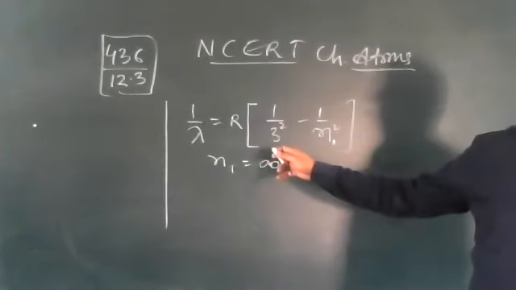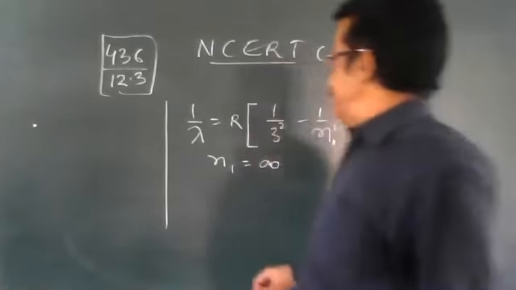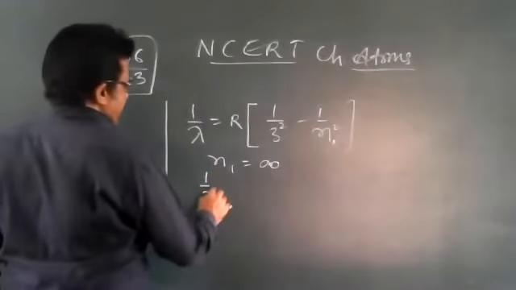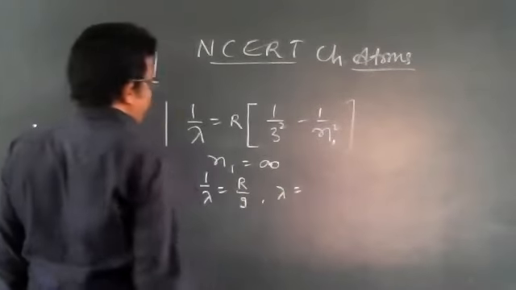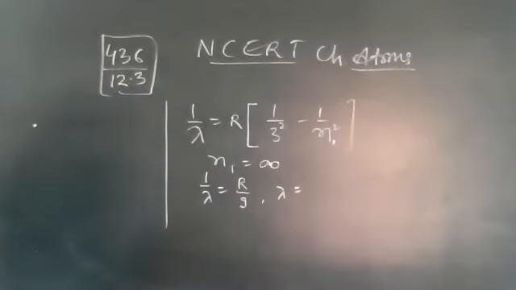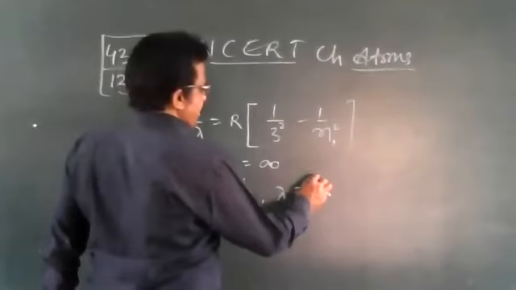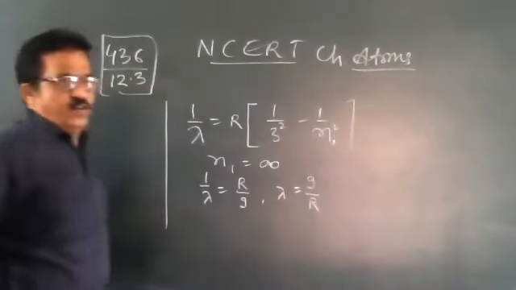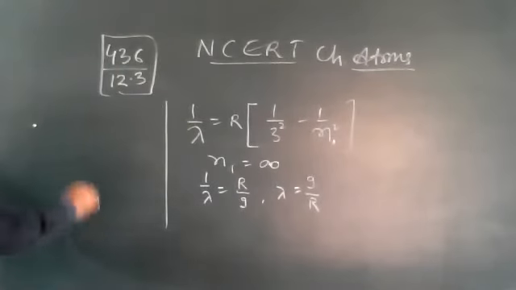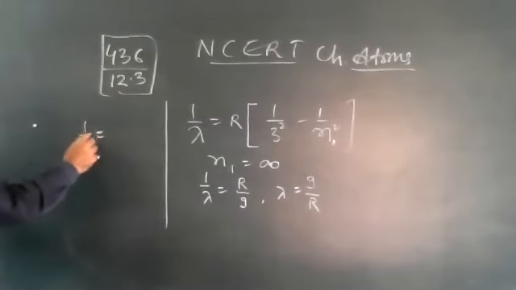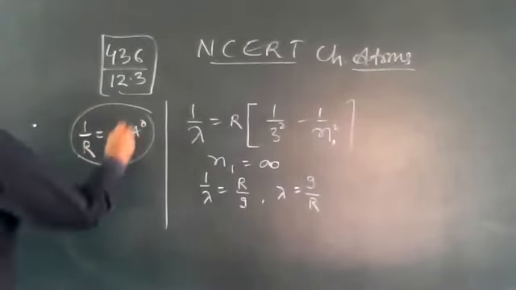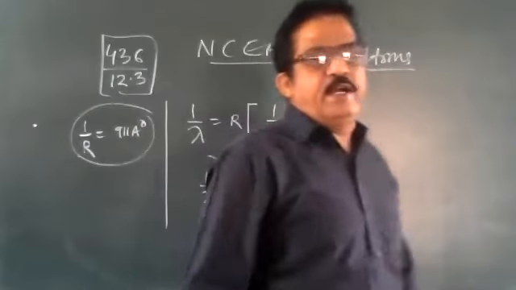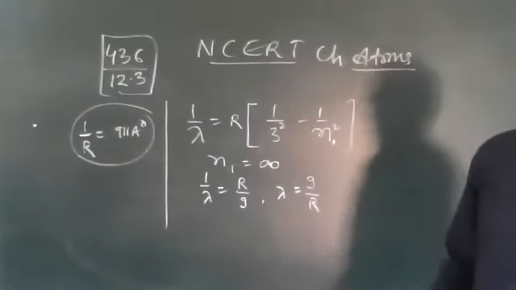So you get 1 by lambda equal to R by 9. 1 by lambda is equal to R by 9. So lambda will come out to be 9 by R. Here, you know the value of R, that is the Rydberg constant. Remember the value of 1 by R is near about 911 angstrom. Remember this value: the inverse of the Rydberg constant is nearly equal to 911 angstrom.